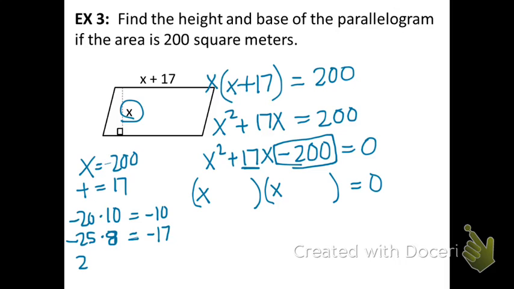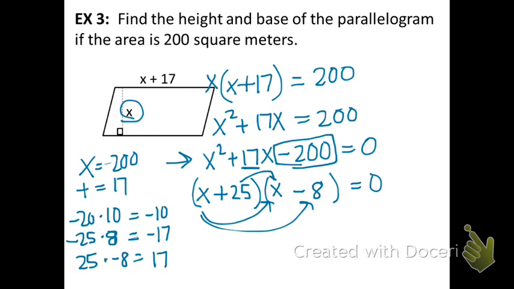So I'm going to change the signs. If I take 25 times negative 8, I still get the negative 200. When I add them, I do get that positive 17. So I'm going to use those numbers. When I use those numbers, I put them in the parentheses as a positive 25 and a negative 8. Now, previously this year, we've actually foiled these. If we were to foil those, it would give us this answer here. We would take this x and multiply it by both, and take the 25 and multiply it by both, and then combine like terms, and we would get that trinomial x squared plus 17x minus 200.